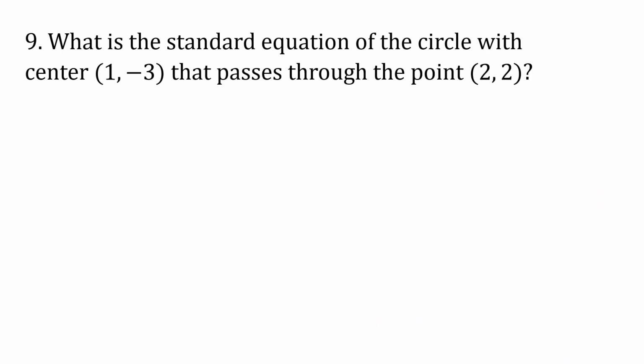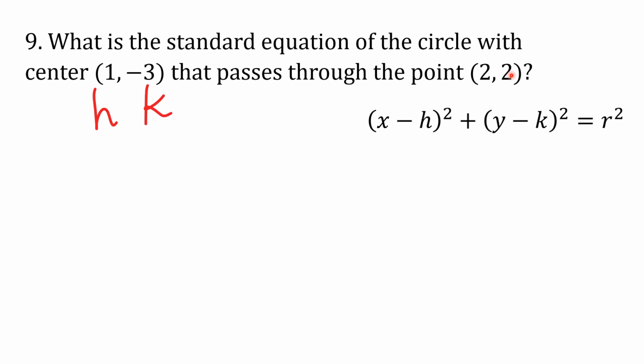All right, so here, this is probably the most challenging problem that we have on today's notes. It says, what is the standard equation of the circle with the center 1, -3 that passes through the point 2, 2? So you're not given the radius. We're given the center, which is HK, but we're not given R. We're given another point on the circle, so we need to find the radius.